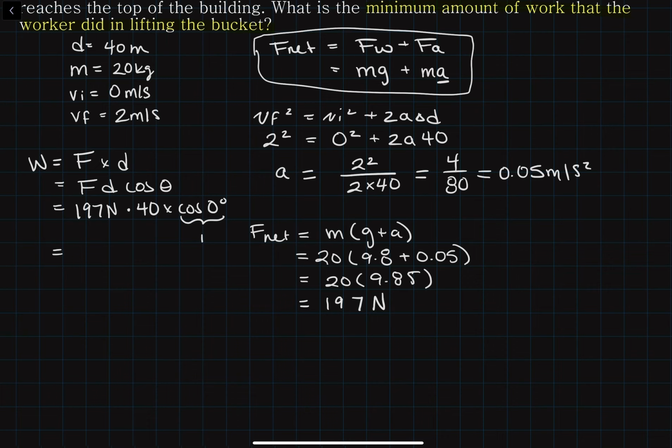So if we put that all together, we have 7,880 joules of energy, which is also equal to almost 8 kilojoules. Approximately 8 kilojoules. Okay, all done. Perfect.